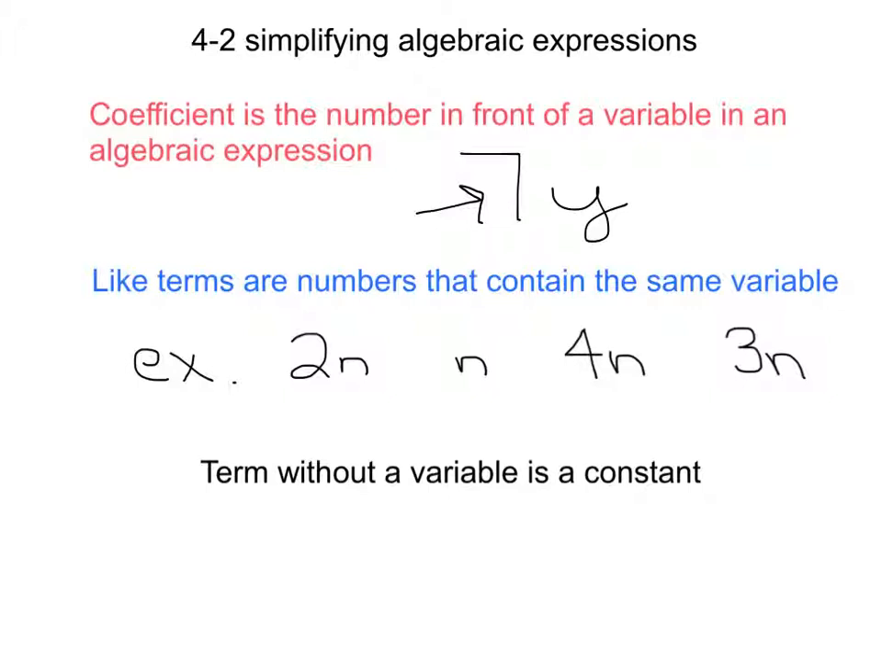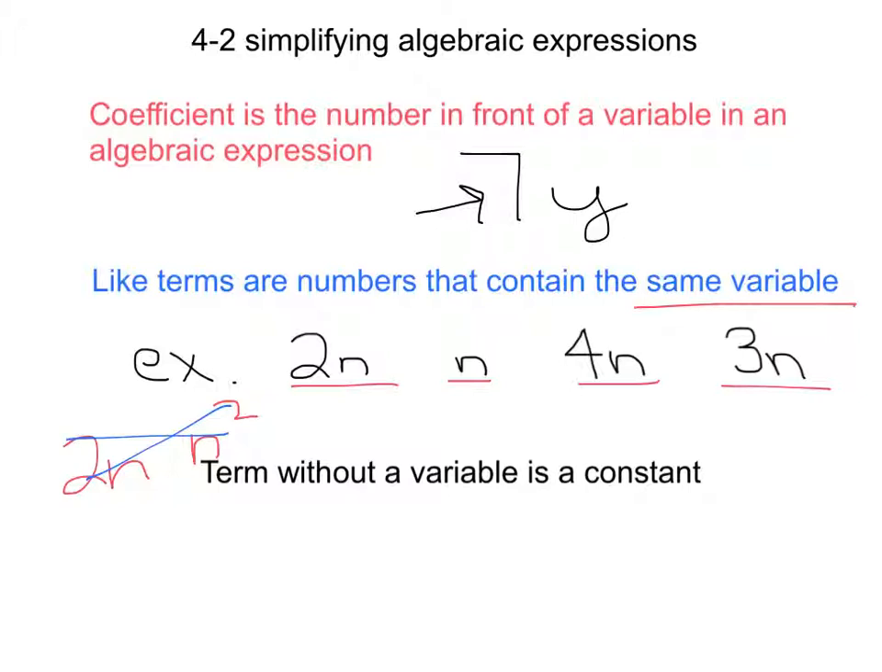When we are simplifying algebraic expressions, you want to combine like terms. Like terms are numbers that contain the same variable. So 2n, n, 4n, and 3n, they all have the same variable. But if we had something like 2n and n squared, those are not the same variable. You cannot combine those because n squared and n represent two different numbers.